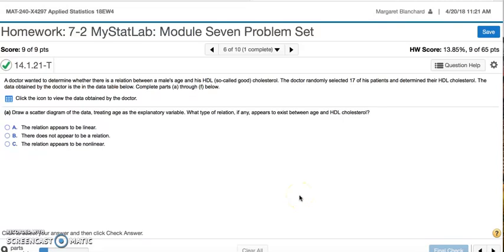I received a question about Module 7, problem number 6. So I'm going to walk through how to do it, just to give you guys a little idea of how to do all the different steps in StatCrunch.